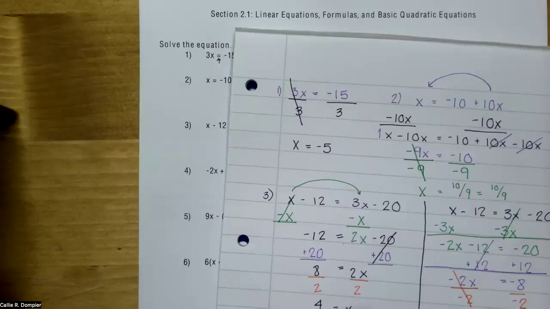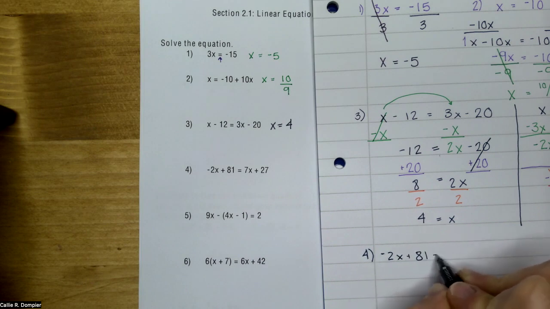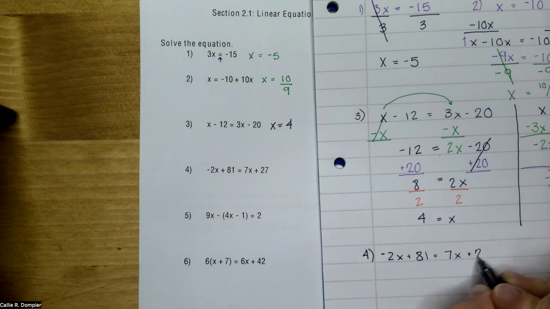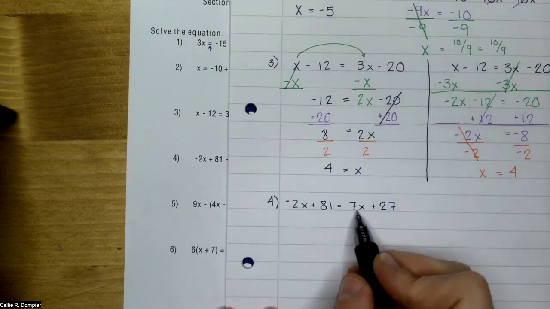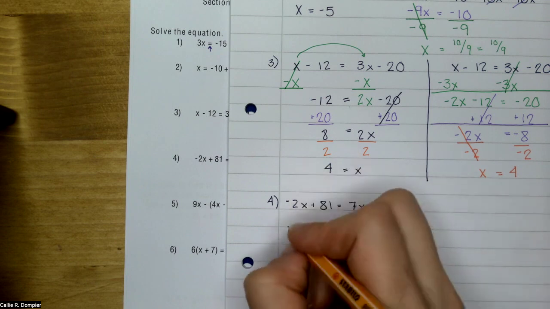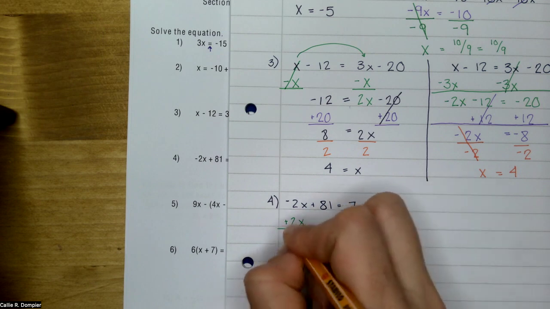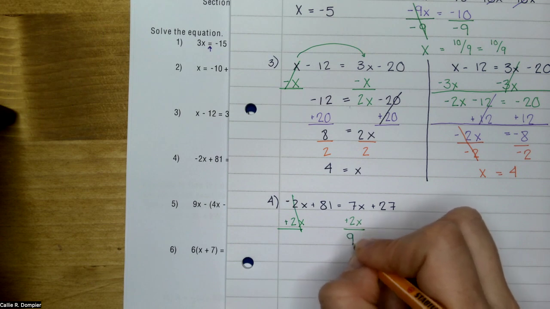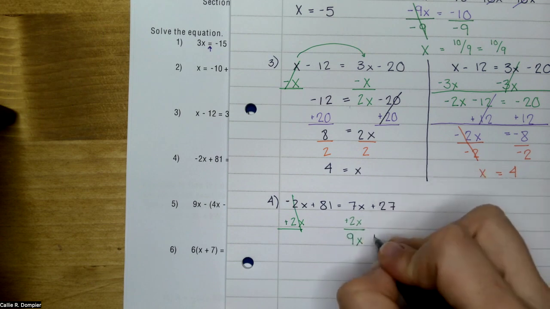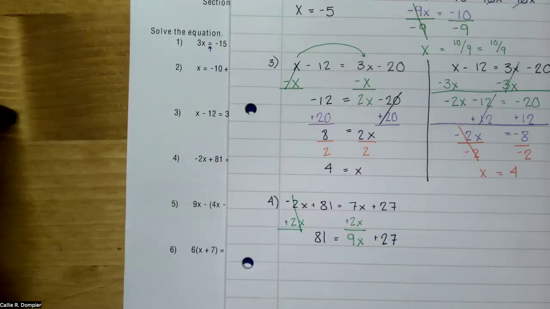Number 4 is -2x plus 81 equals 7x plus 27, right? If I like my x's positive, I'm going to move that -2x. So I'll add 2x to that side. I have to add 2x to the other side. That cancels. 7 and 2 is 9x. So I have 81 equals 9x plus 27.